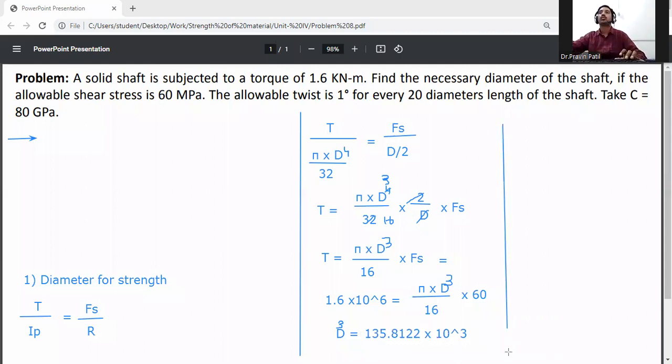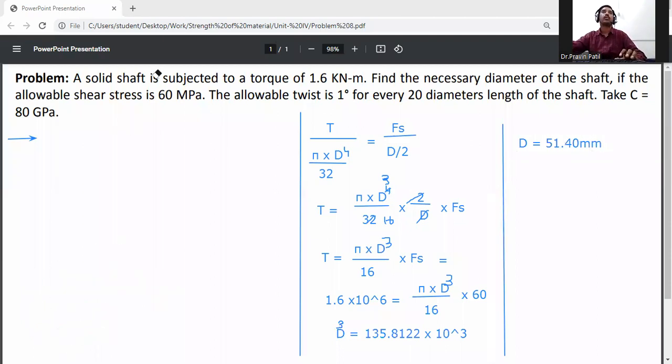So D is equal to 135.8122 into 10 raised to the power 3, raised to 1 by 3. We get 54.40 mm. This is the diameter for the strength.